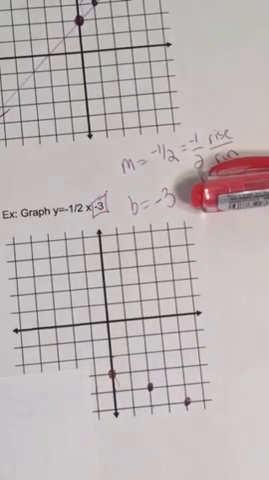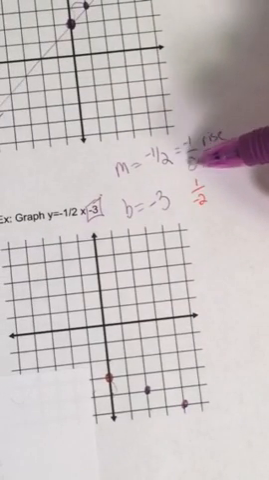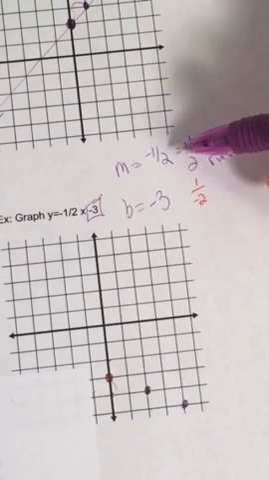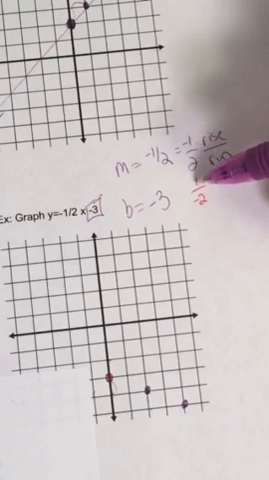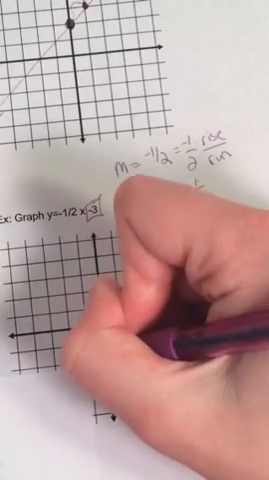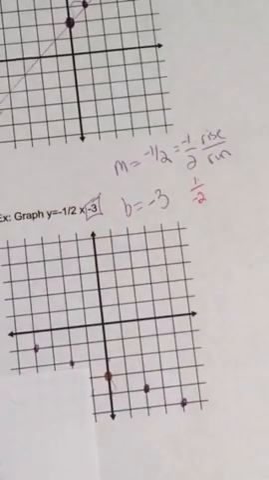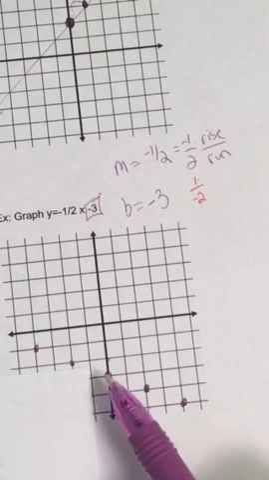Now something else you can do, which I'm covering up here, is remember I've told you before you can flip the negative to either number, or it can go on the outside. So if I flip the number, that means I go up 1 to the left 2. So up 1 to the left 2. Up 1 to the left 2. Okay. So what I'm trying to show you is you can get multiple points once you graph the y-intercept.